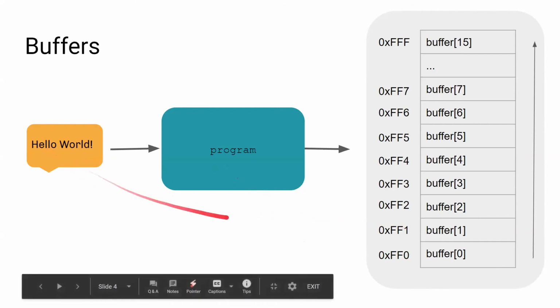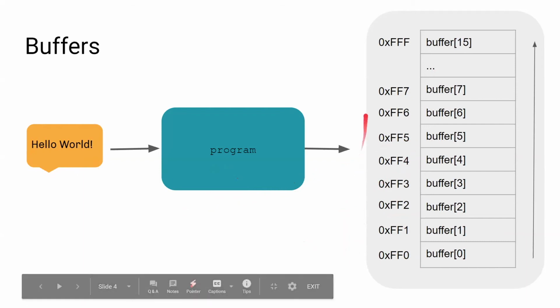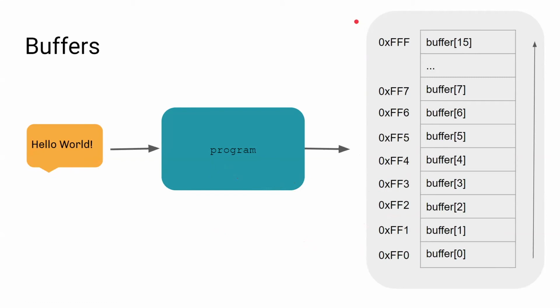But what if I gave a really, really long sentence like, ACM Cyber is the best club on campus, to standard in? The program, which uses gets, will actually still read all my characters and continue to write up past buffer 15. So first, that useless int would get overwritten. If that was the only extra piece of memory that I wrote into, the program would run as usual and everything would be fine.